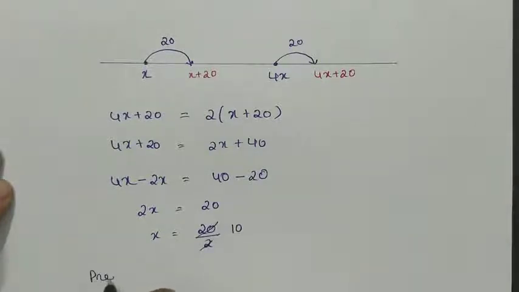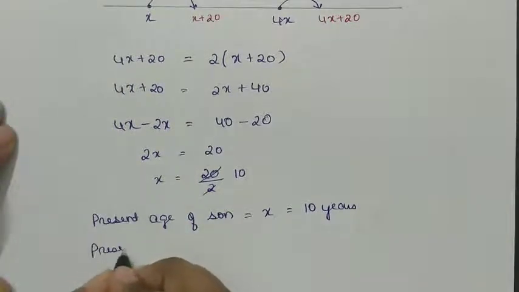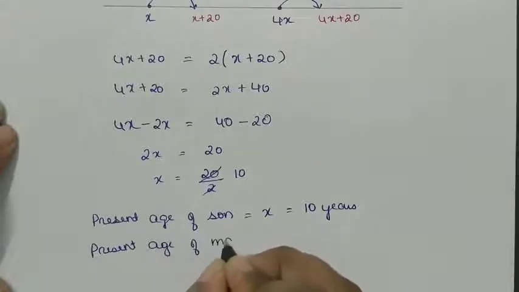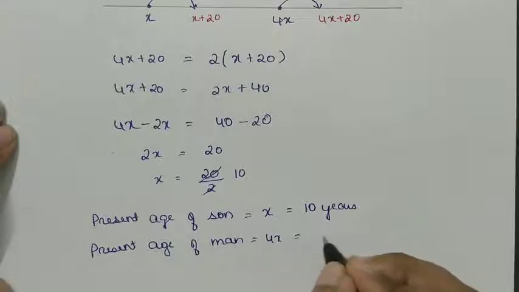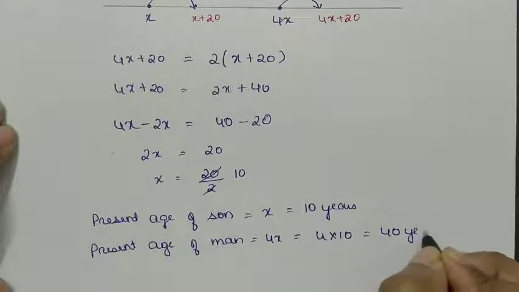Present age of son is equal to x, which is equal to 10 years. Present age of man is equal to 4x, that is 4 into 10, equal to 40 years.